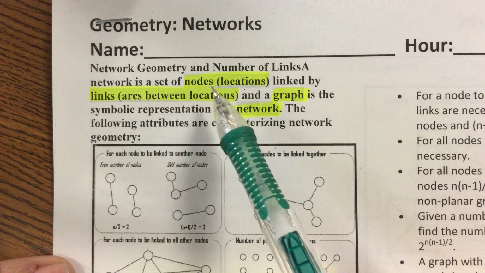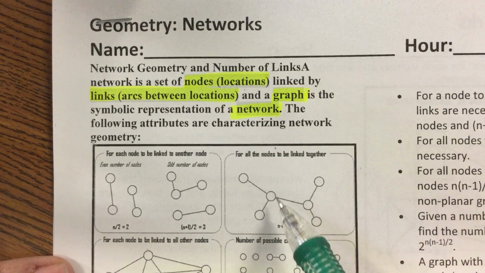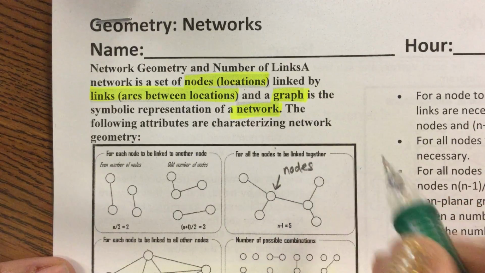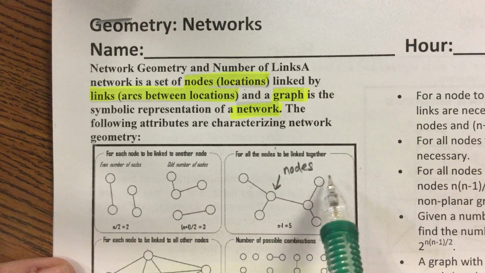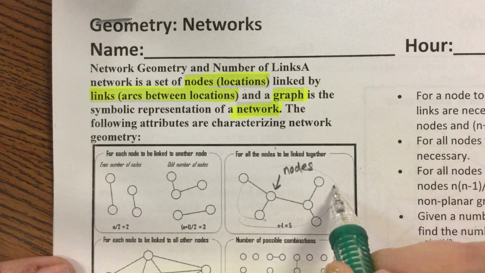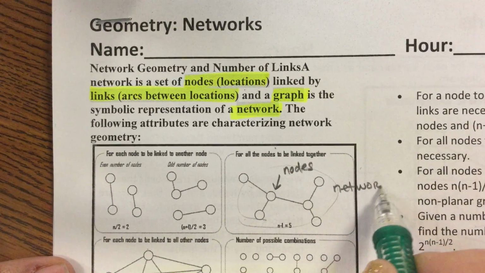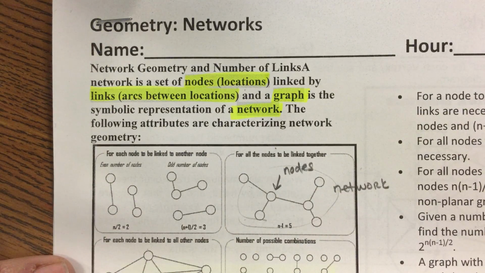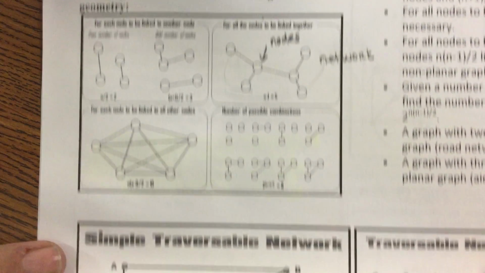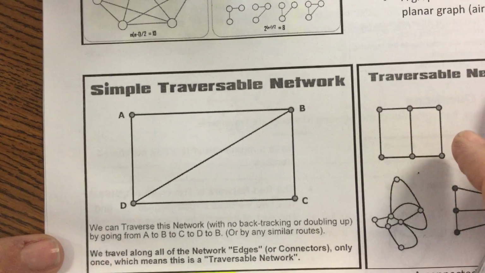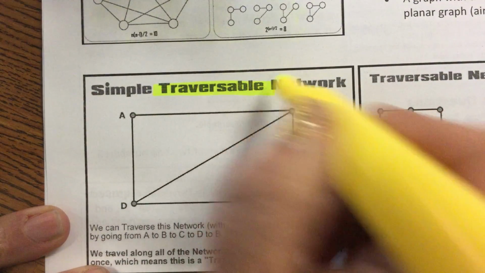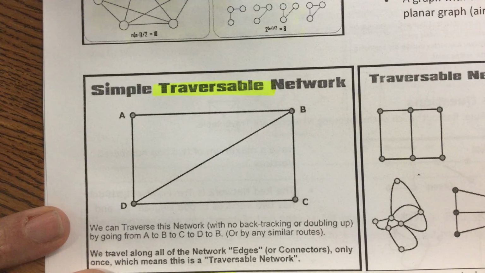Networks are made up of nodes. All of these endpoints are nodes. All of the lines connected together, like this entire thing, that is the network. There are some different things that we're going to talk about in regards to these networks. One of the main things we want to know is if they're traversable. Basically, what that means is, are they traceable?